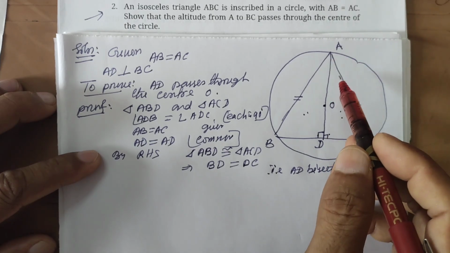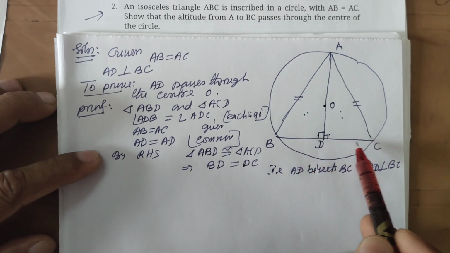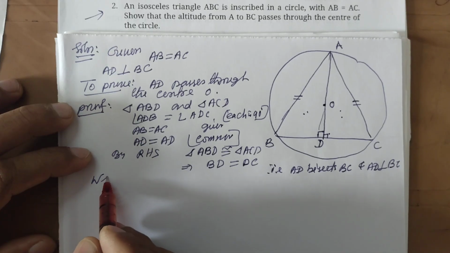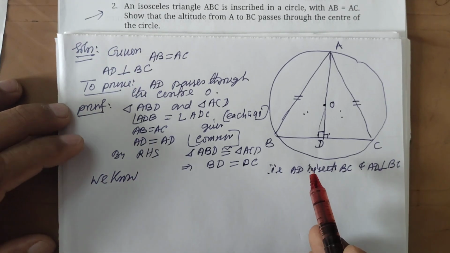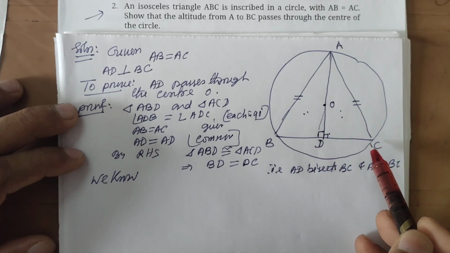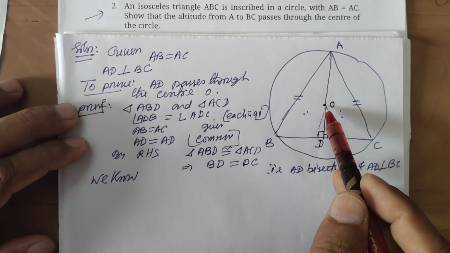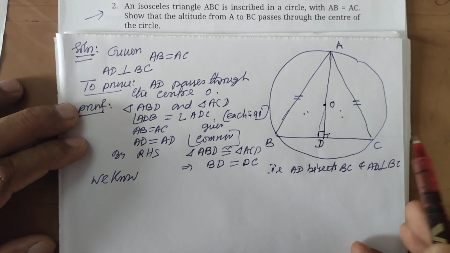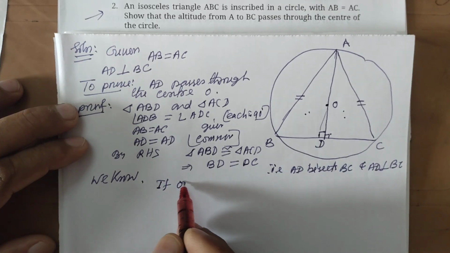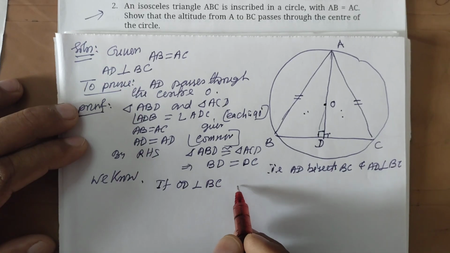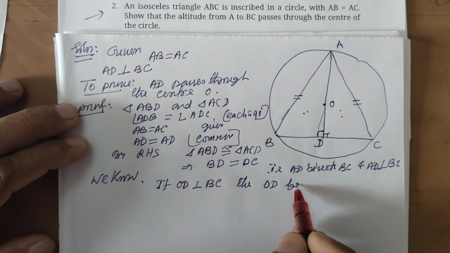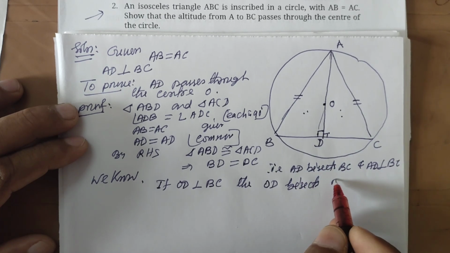So we have come to the conclusion that AD is bisecting BC and also AD is perpendicular to BC. But we know, we have a theorem: a perpendicular line segment from the center to a chord bisects the chord. We know if OD is perpendicular to BC, then OD bisects BC. There is a theorem.